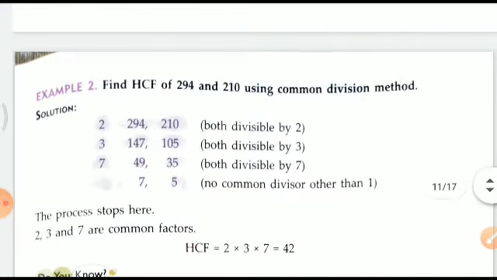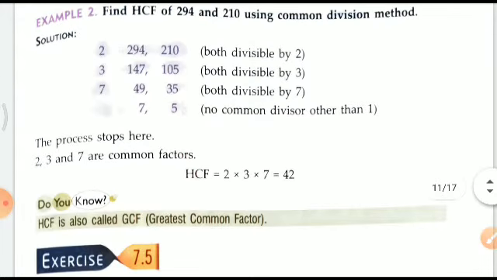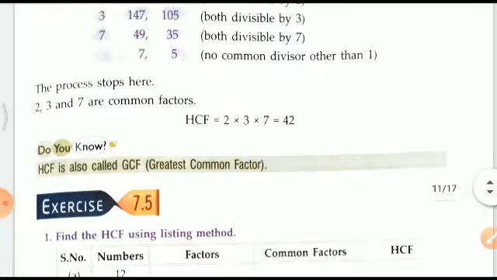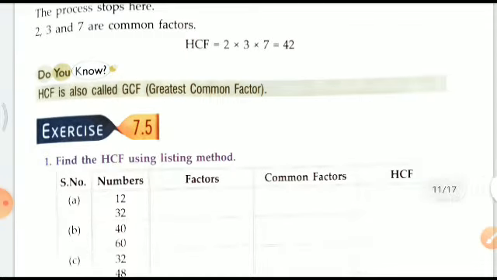Now see, with 294 and 210, we divide them both by 2, we get 147 and 105. Then by 3 we get 49 and 35. Then by 7 we get 7 and 5. Now there is no common divisor here, right? So the common factors are 2, 3 and 7, and multiplying them we get 42, which is the HCF, right?